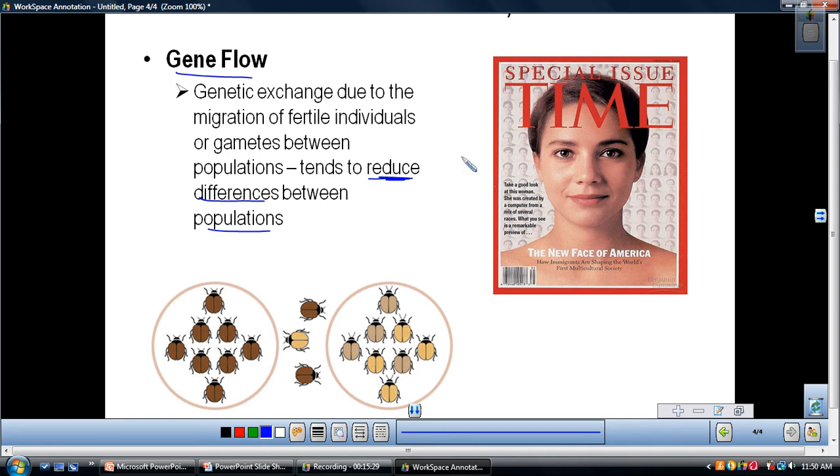I have on the screen this issue of Time magazine, from a couple of years ago. They published this issue called The New Face of America, about how immigrants are shaping the world's first multicultural society. A long time ago, before we had mass transportation, airplanes, and ways to travel between countries or continents, people tended to reproduce within the members that were in the same area. But now that we have ways to travel to other countries, it's not unusual for somebody to travel to another country, fall in love with somebody, and have children, and therefore we have a very diverse population.